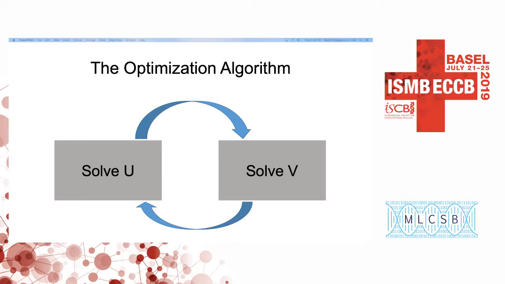Then we find that our model is biconvex in U and V. So we first fix V to solve U. After that, we fix U to solve V. And these two steps are repeated till the algorithm converges.